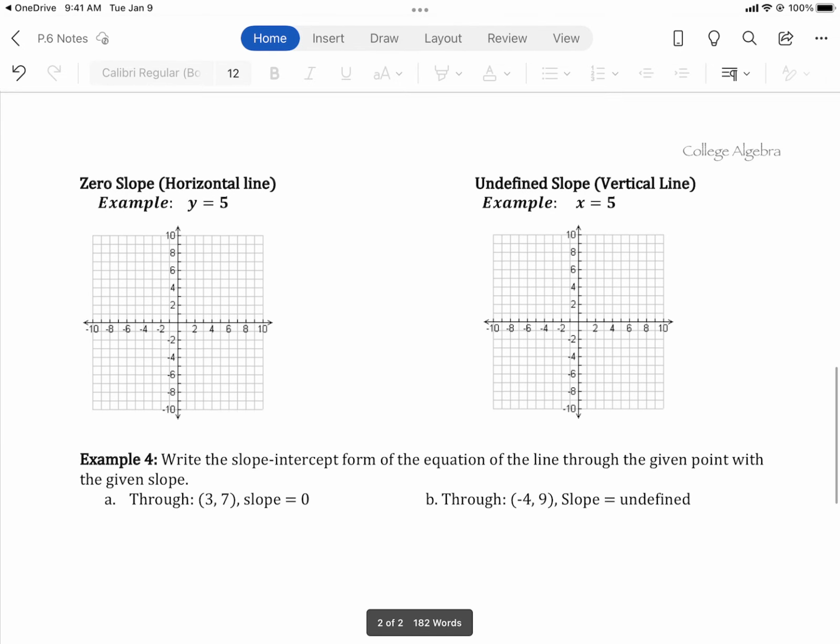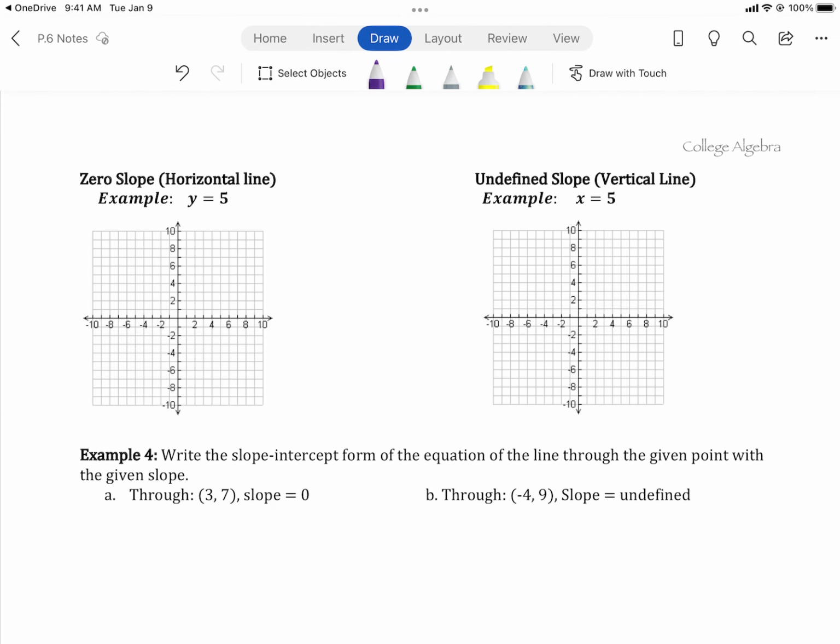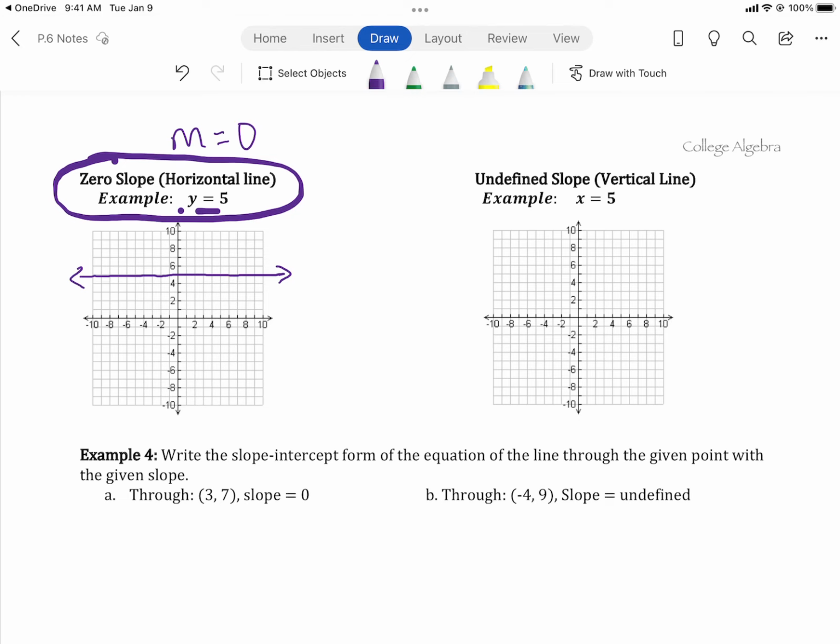Moving on to our next page here. If you are asked about horizontal and vertical lines, you need to know that horizontal lines have a slope of 0. So in this case, our m equals 0, and y equals 5 would be an example of that. A horizontal line with y equals 5 is just going to be graphed straight across here, y equals 5. Horizontal line, slope is 0. My rise is 0, and it runs.